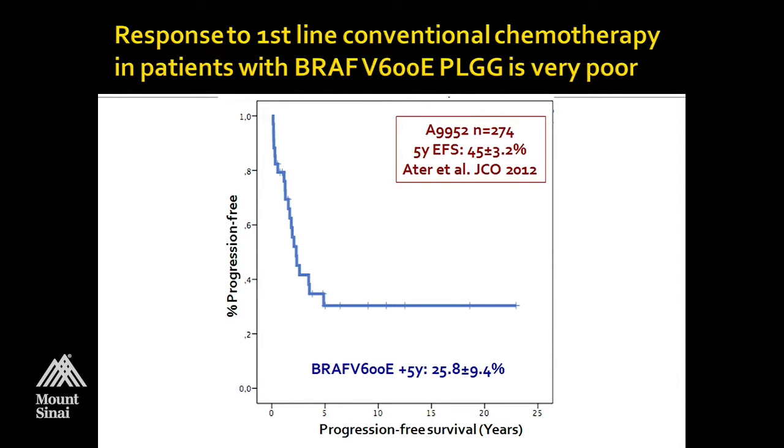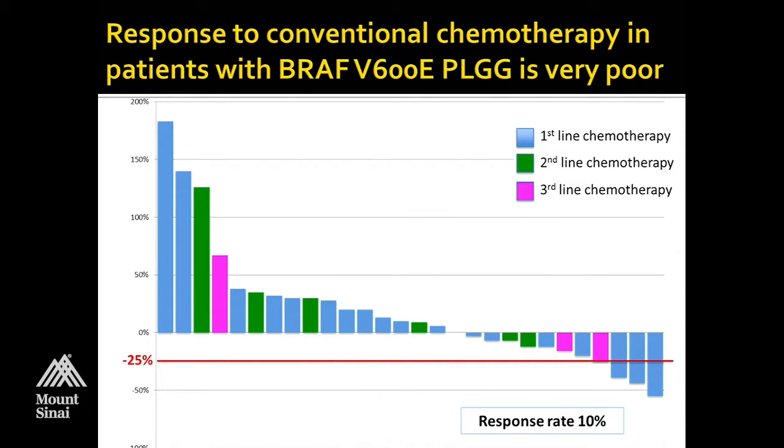Same thing with traditional chemotherapy. So we would expect about a 5-year progression-free survival of 45% in patients treated with chemo, and we're down at 25% for the V600E patients. And this is just showing in our own cohort, blue being patients who received 1 line of chemo, green 2 lines, and pink 3 lines. And overall, the response rate to traditional chemotherapy in our cohort was only about 10%.